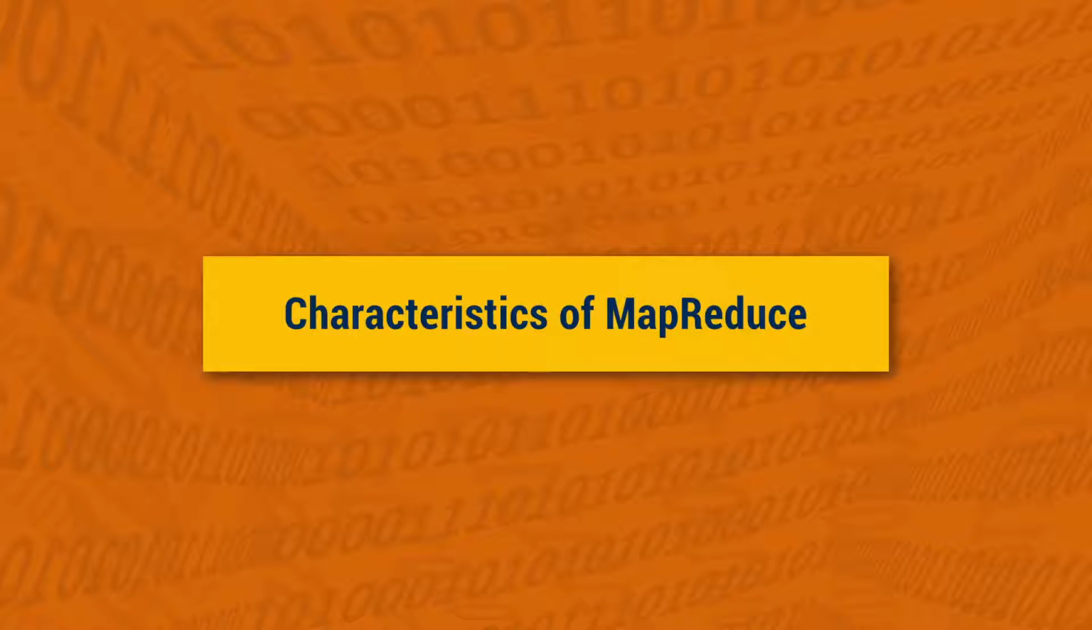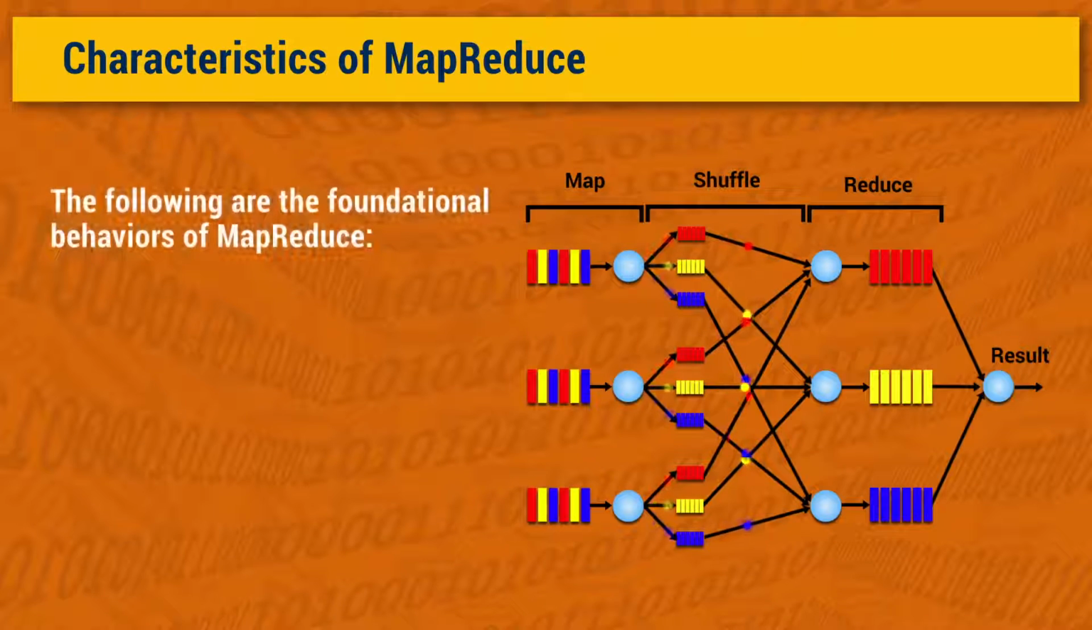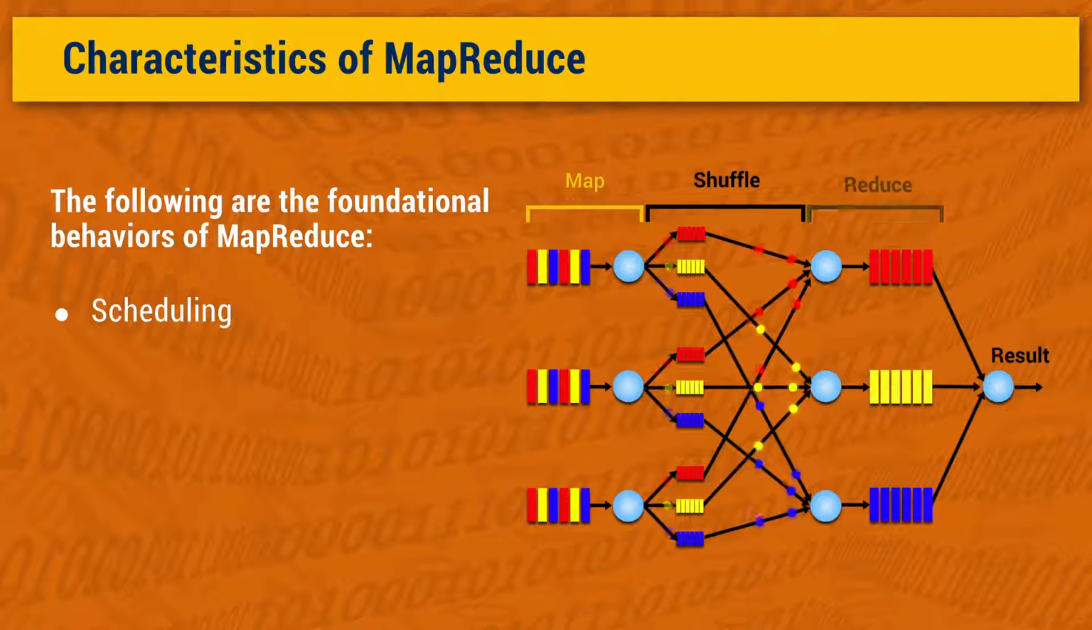Now that we have understood the roles of the map and reduce functions in MapReduce, let us understand the characteristics of MapReduce that form the foundational behaviors of MapReduce. There are four main characteristics of MapReduce. The first is scheduling. In MapReduce, jobs are broken down into individual tasks for the map and the reduce functions of the application. The mapping is completed before reducing can begin, and the entire process is complete only when all the reduce tasks have run successfully.